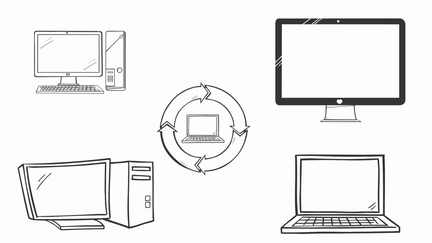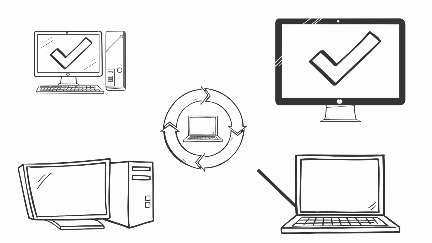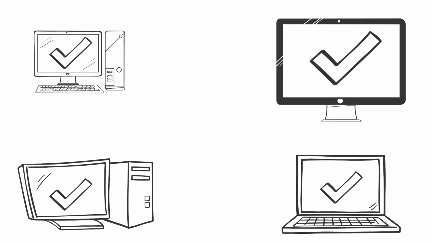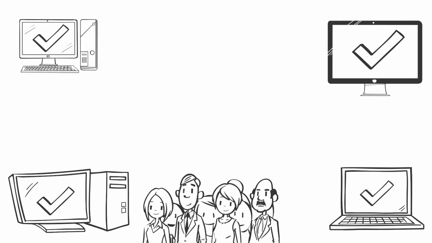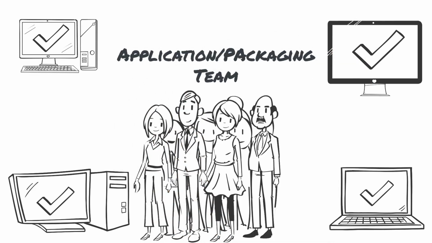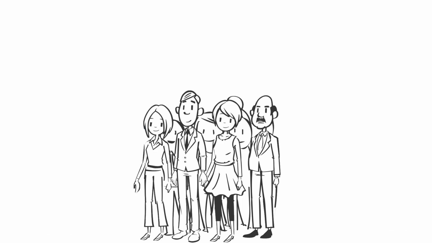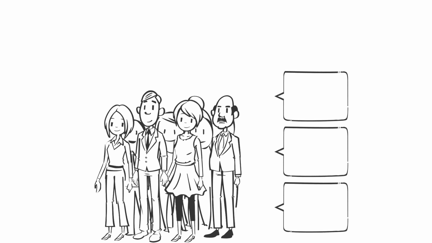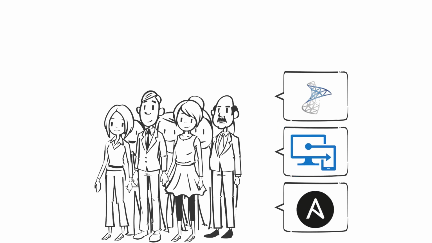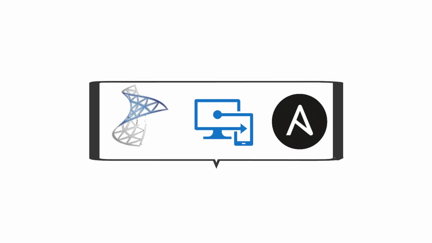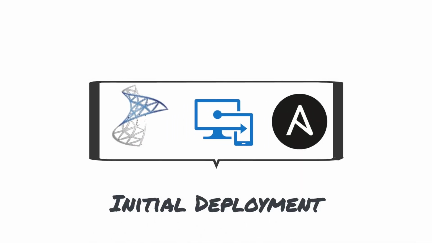The primary method is through existing software distribution mechanisms. This mechanism is typically overseen by an applications or packaging team responsible for distributing software across a network of machines. Notable examples of such tools are SCCM for Windows, Intune for both Windows and Mac OS, and Ansible for Linux environments. It's probable that this method was employed for the initial deployment of the agents.